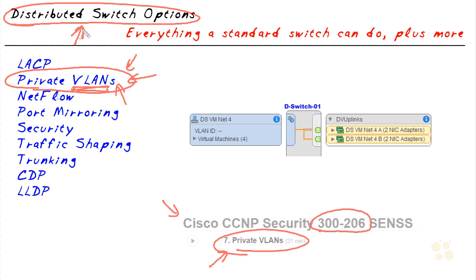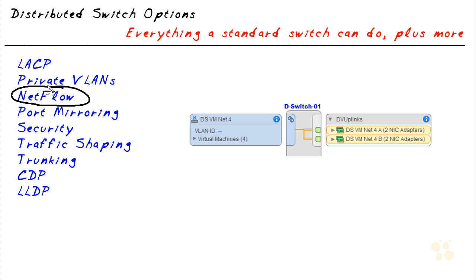NetFlow is a fantastic feature that we can use to gain information on what is traveling across our network. For example, what's the most used protocol? Who are the top talkers based on IP addresses? And many more details like that can be collected through the use of NetFlow. And a distributed switch does support NetFlow. So we can set it up, collect that information, and send it over to a NetFlow collector on our network so we can see what types of traffic and what quantity of that traffic is flowing across our networks.